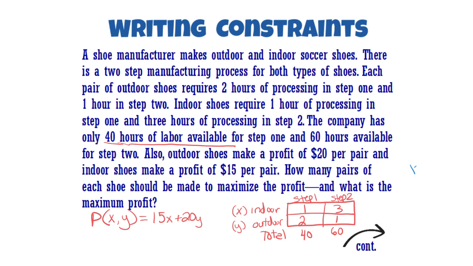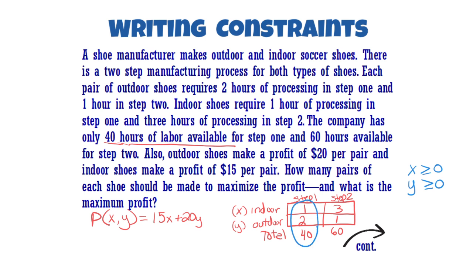X is going to have to be greater than or equal to 0, and Y is going to be greater than or equal to 0. I can't have a negative number of shoes. So this is going to force me into the first quadrant, but it is important to include it. It's like I said, gimme points. Write it every time. And then I have another inequality.